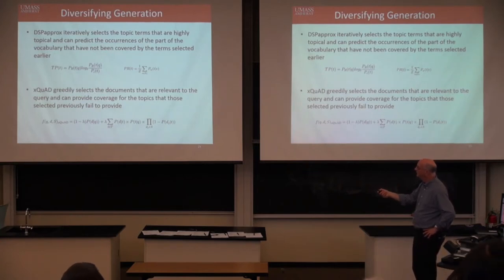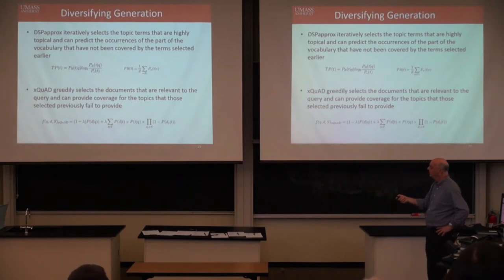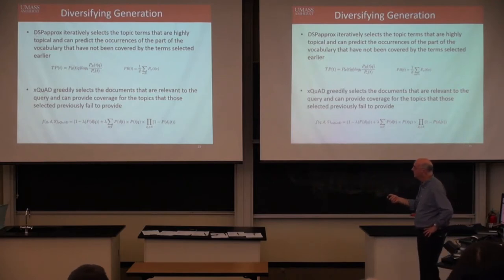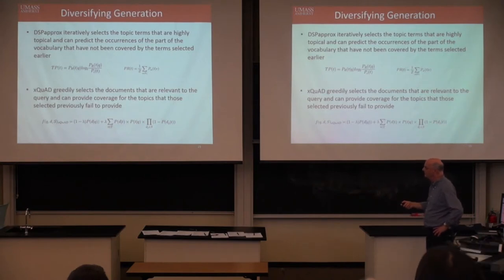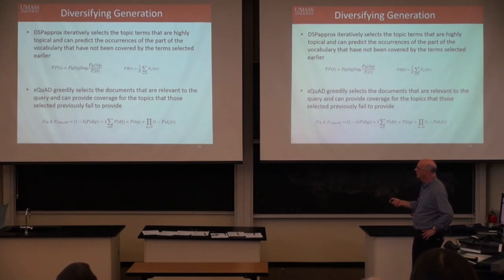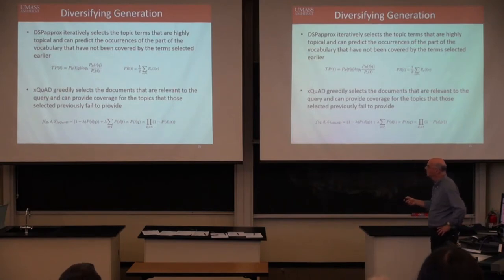XQuad greedily selects documents that are relevant to the query and can provide coverage for the topics that those selected previously failed to provide. This is the mathematical framework for XQuad. These are the definitions of topicality. And there are some things in there like IDF, and this is the predictiveness of the co-occurrence measure.